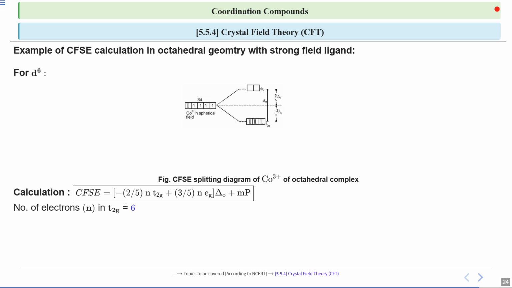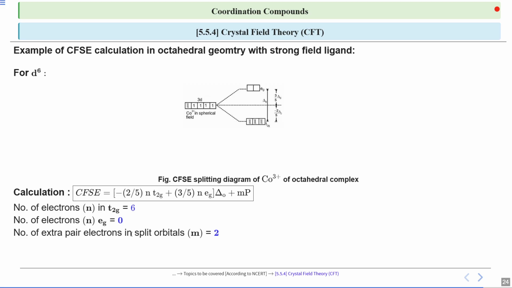Number of electrons here will be 6. In the t2g, we have 6. In the eg, we have 0. Right? Because n are different in this formula. With the t2g, it is t2g electrons. With the eg, it is eg electrons. In the eg, we have no electrons, so n will be 0. With the t2g, we have 6 electrons, so n for t2g is 6.